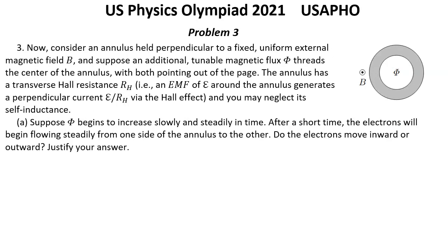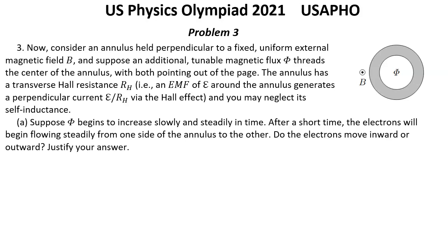Part 3. Now consider an annulus held perpendicular to a fixed uniform external magnetic field B, and suppose an additional tunable magnetic flux F threads the center of the annulus, with both pointing out of the page. The annulus has a transverse Hall resistance R_H, and an EMF of E around the annulus generates a perpendicular current E over R_H via the Hall effect, and you may neglect its self-inductance. Question A. Suppose F begins to increase slowly and steadily in time. After a short time, the electrons will begin flowing steadily from one side of the annulus to the other. Do the electrons move inward or outward? Justify your answer.